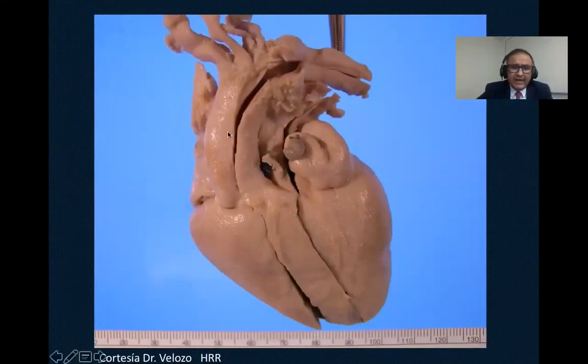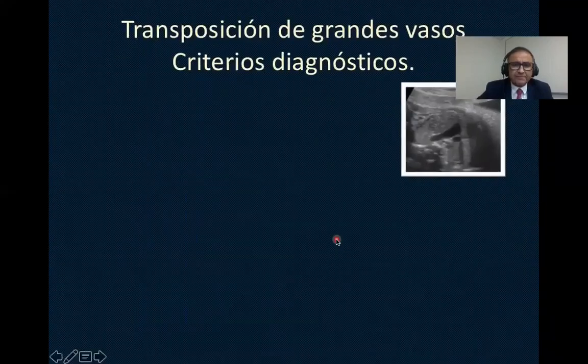Here, we have an anatomical specimen showing a transposition of the great arteries, where we can see that the aorta arises from the right ventricle and gives rise to its supra-aortic branches. And from the posterior ventricle, the left ventricle, the pulmonary artery arises. The great vessels are transposed. What are the diagnostic criteria?